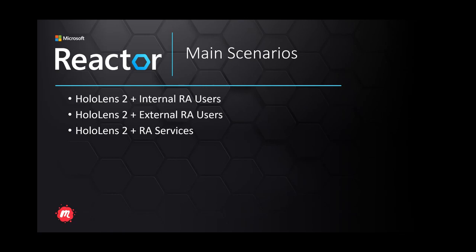So there are three main scenarios that I want to cover today, and then I will pause after each scenario so that way the audience can ask questions. The first one is the HoloLens 2 plus Remote Assist internal user scenario. The second one is more so an external RA user, and the third one is RA servicing.